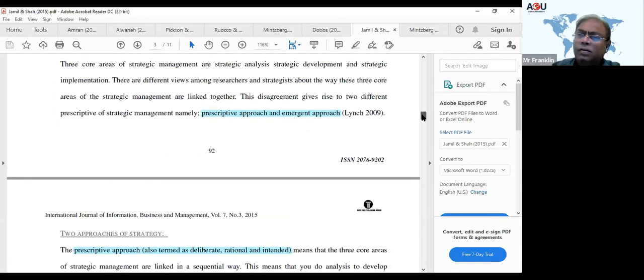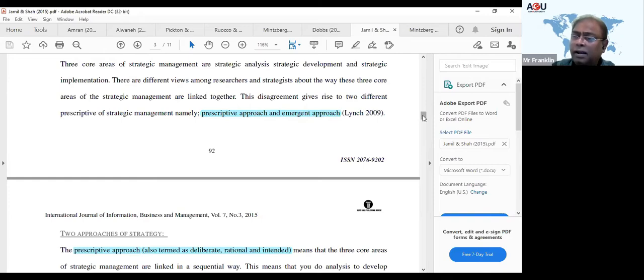Now here, look at how he says. They are talking about two types of strategies. One is the prescriptive approach and the other is the emergent approach. So when they say this disagreement will give rise to two perspectives of strategic management, namely prescriptive approach and emergent approach, they put in the bracket Lynch 2009. What does it mean? It means that Lynch has actually talked about the prescriptive and emergent approach. He is the first who has talked about it. So that is why they're saying Lynch, 2009.